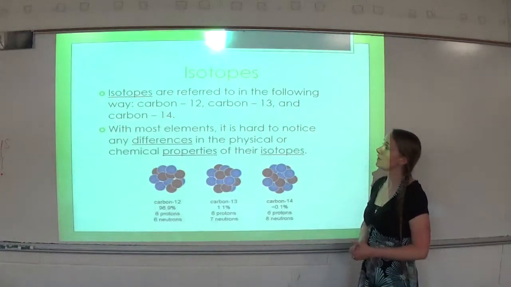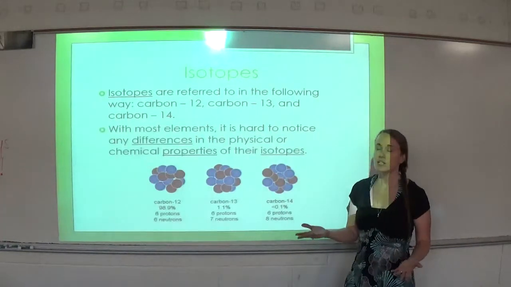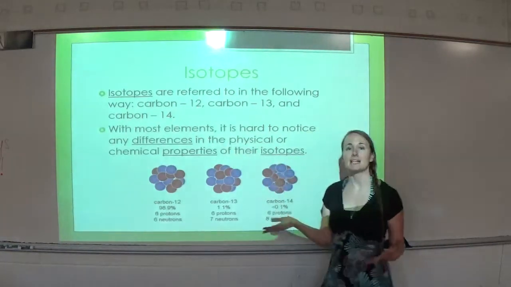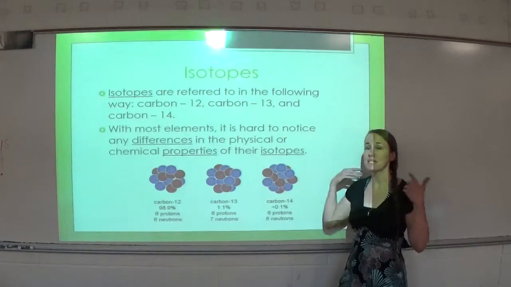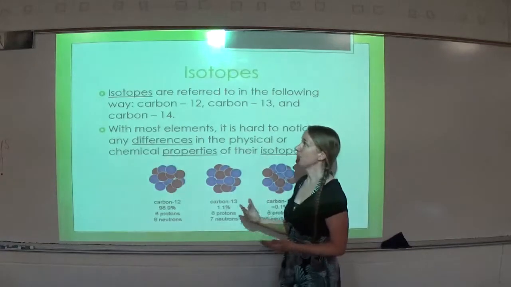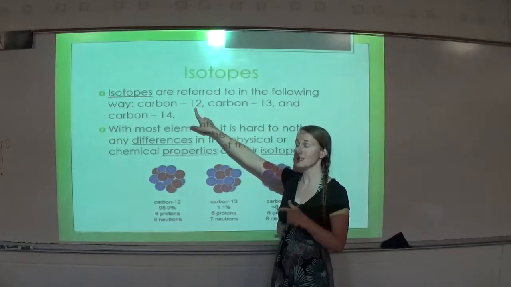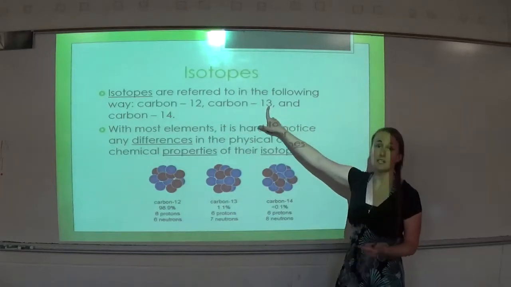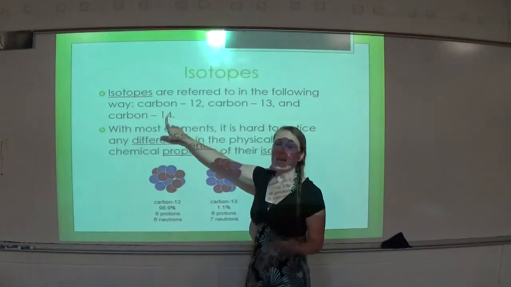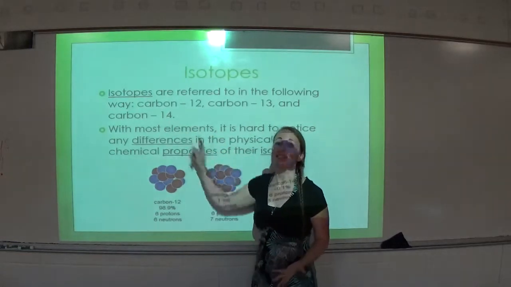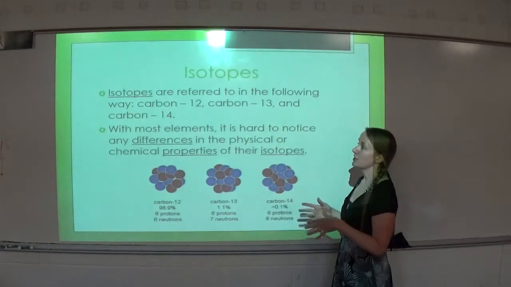Isotopes are referred to in the following way. You can say carbon-12, carbon-13, carbon-14. So you give a dash and then you tell the mass number, that way you know. For example, carbon has an atomic number of 6. So that means all carbon atoms have 6 protons. This one has 6 neutrons, because 12 minus 6 is 6. This one has 7 neutrons, because 13 minus 6 is 7. This one has 8 neutrons, because 14 minus 6 is 8. So you can see they all have 6 protons, but that number of neutrons changes.